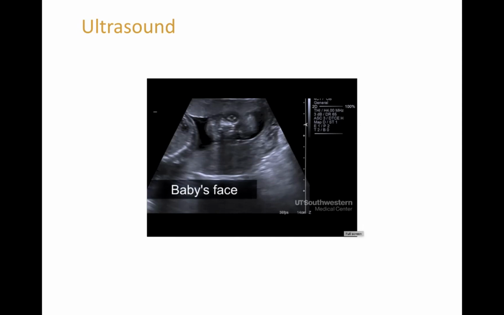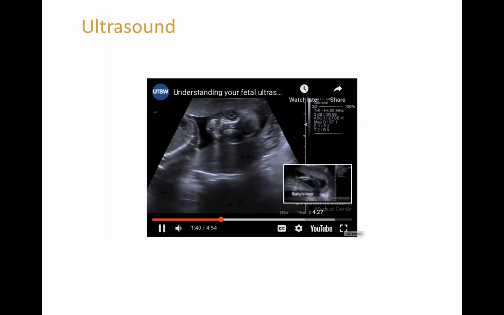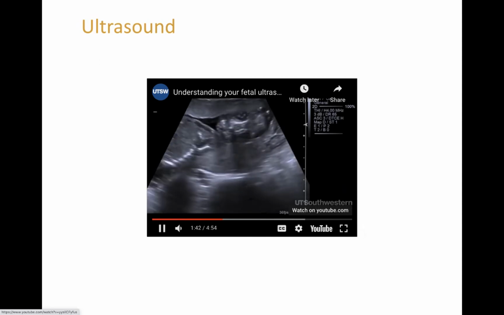Here we're looking directly at the face, which looks more like a skull. There just isn't much fat yet on the face. Within the eye socket, you can see something that looks like a bubble. It's the lens of the eye.